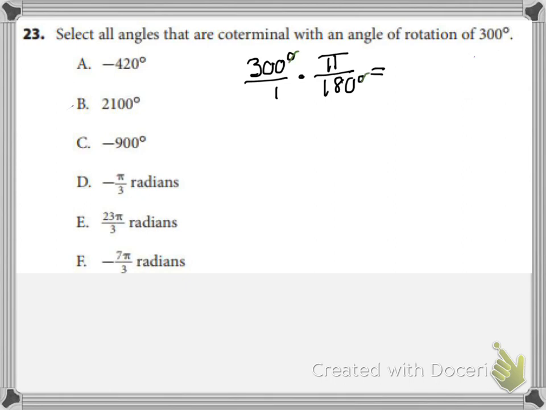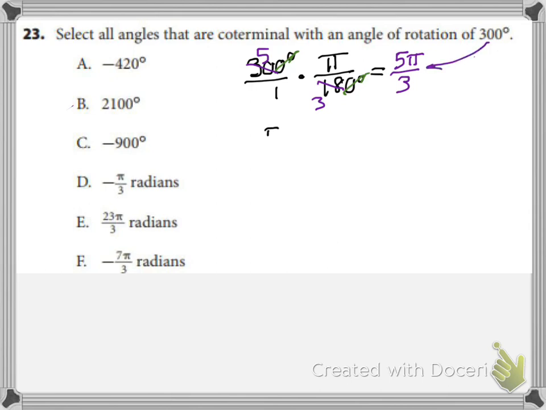Cross out the degrees. They both have a 0, so cross out one of the zeros. You can't cross out the other 0 on the 300, only one of them. And then I'm going to say what goes into both 18 and 300. 6 goes in here 3 times, 6 goes in here 5 times. I get 5 pi over 3. That's the basic 300 degrees that I'm going to be using for my starting number.